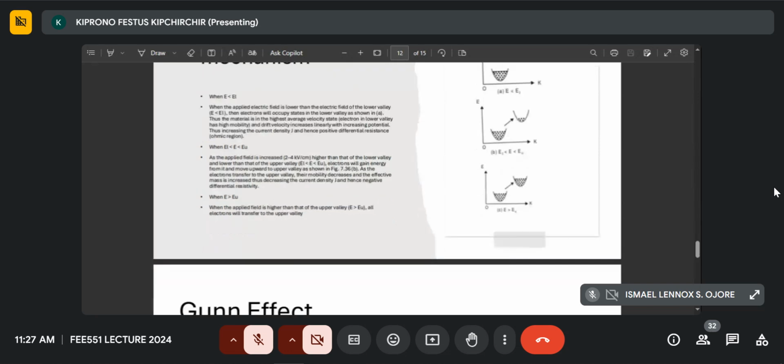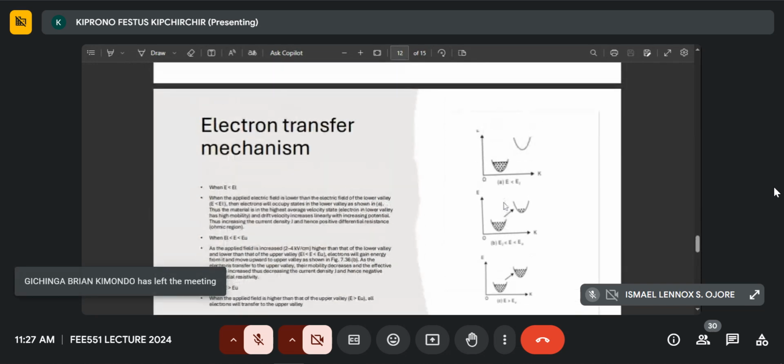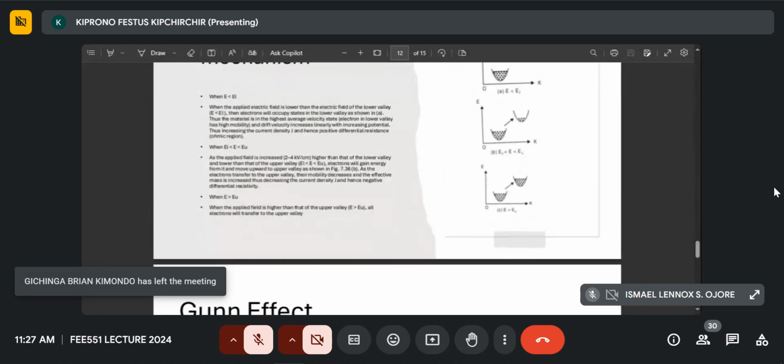I'll just go to the second part. As the applied electric field is increased, that is from 2 to 4, higher than the lower valley electric field and lower than the upper valley, so intermediary between the electric field here and the electric field here, in terms of value.